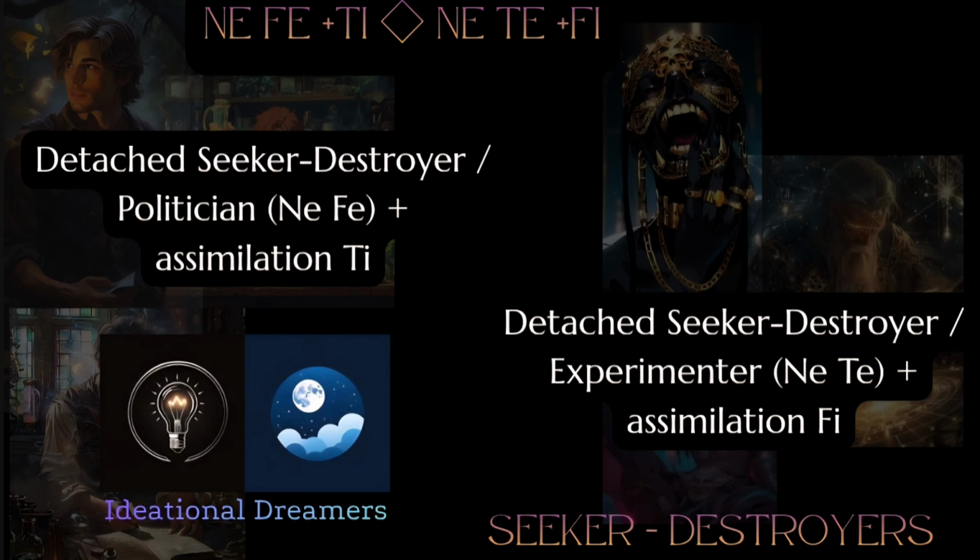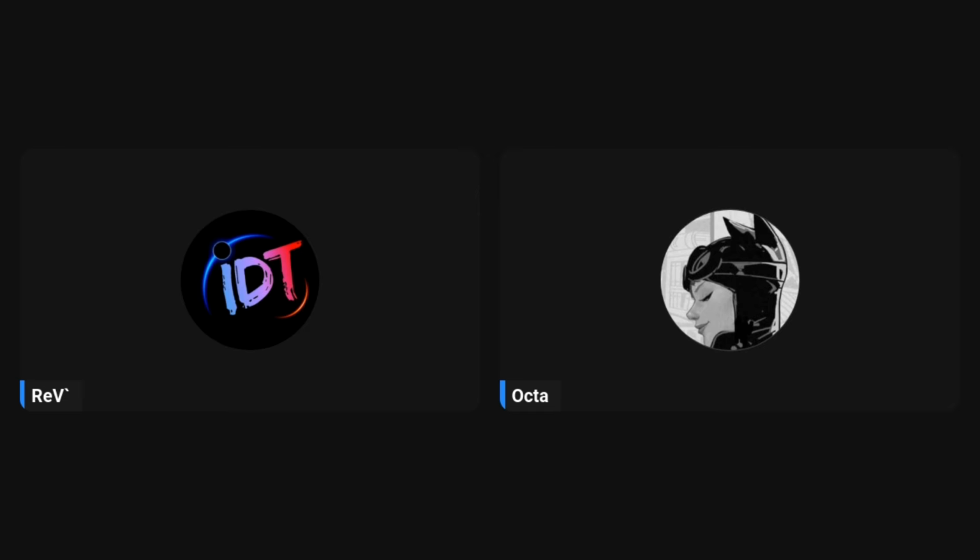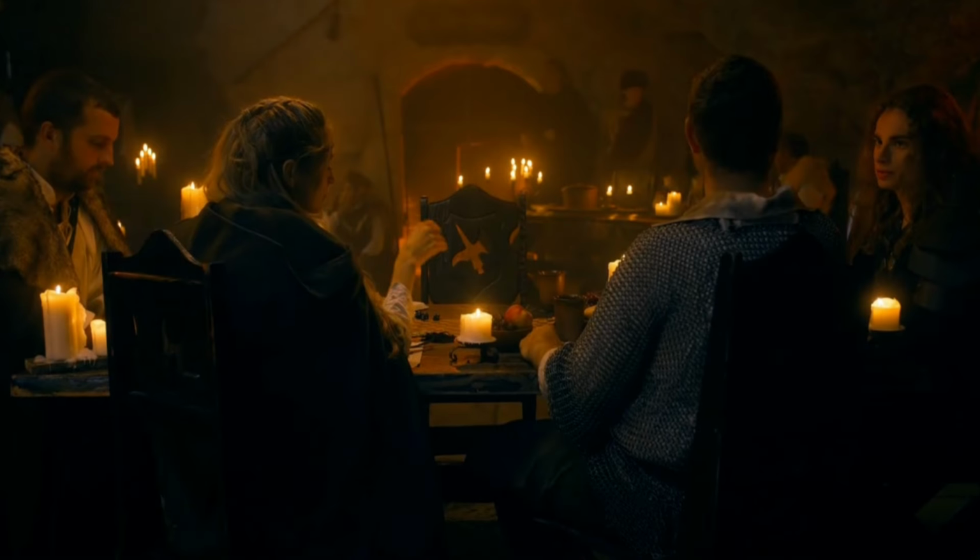On one side, we have the NEFE, which is the politician, that uses TI assimilation. These are our charmers. These are the people that we are drawn to magnetically. And on the other side, we have the experimenter, which is the NETE with FI assimilation. Again, they're very open to that possibility and they're comfortable playing with that discomfort. There's a playfulness there.